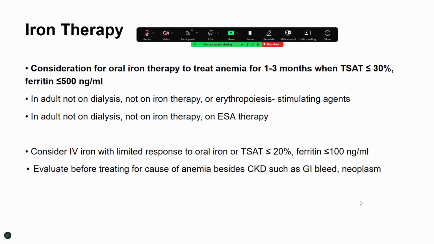For iron therapy, consideration for oral iron therapy to treat anemia for 1 to 3 months when the TSAT is less than 30% or the ferritin is less than 500. And I would say a big takeaway is to evaluate before treating for other causes of anemia, besides CKD, like GI bleed or neoplasm.